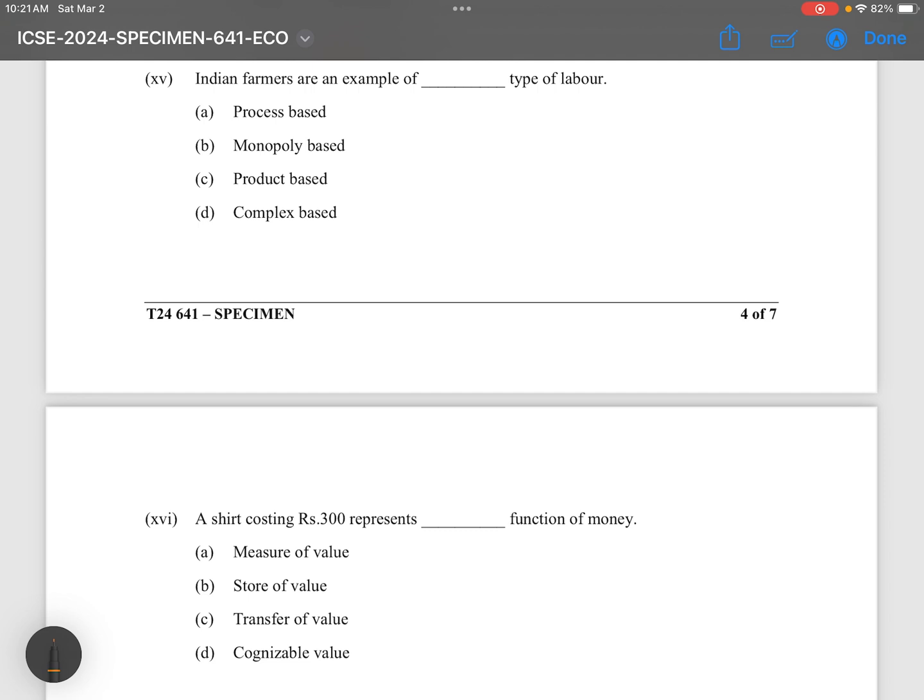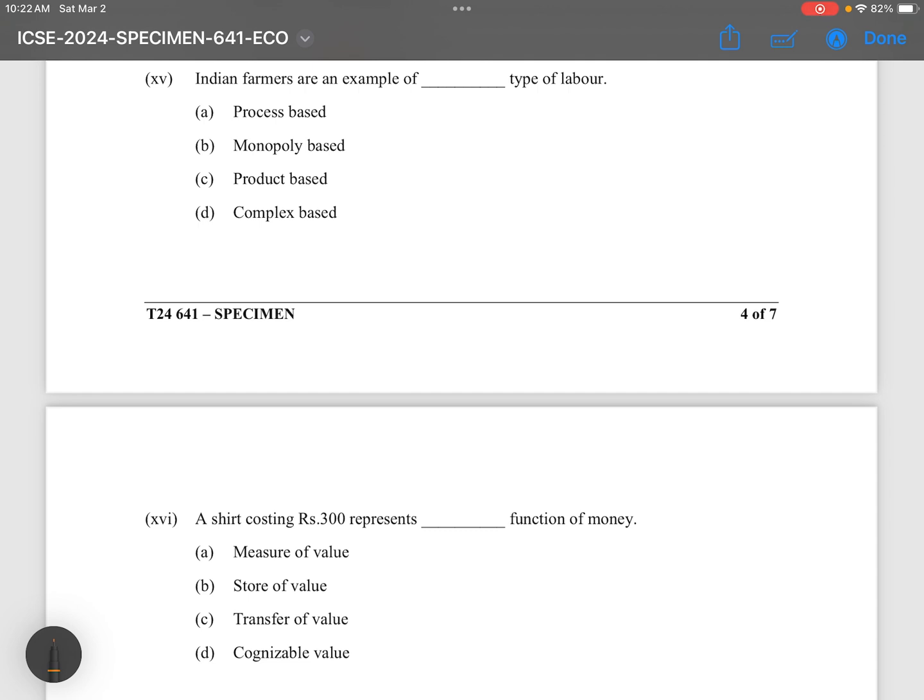Now let's discuss the 15th question. The 15th question says that Indian farmers are an example of dash type of labor. Always remember, the division of labor topic is very important. You will find two or three odd questions they will ask you somewhere or other. So please pay attention to that. When you are talking about division of labor, it refers to specialization in any work.